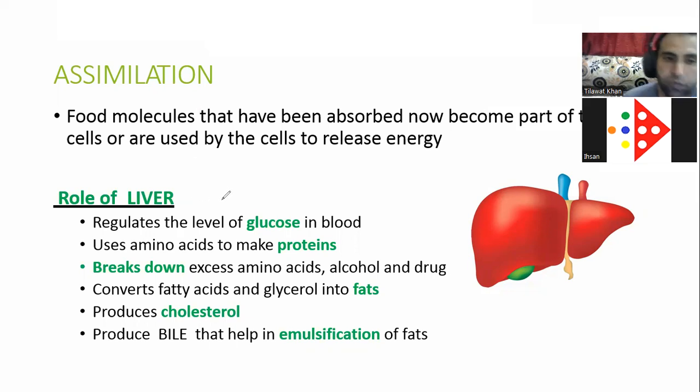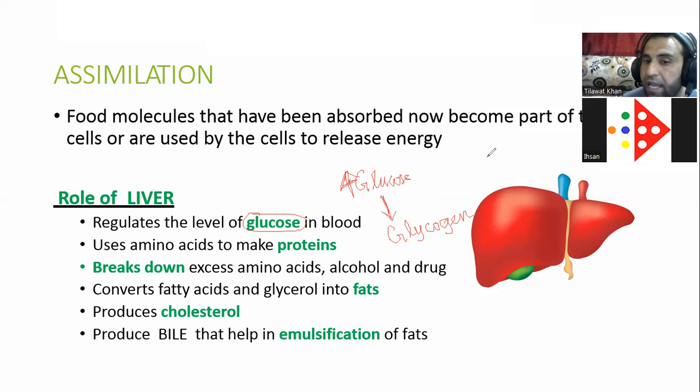Now, could you please tell me what is the role of the liver? What does the liver do in your body? It regulates the level of glucose in the blood. How does it regulate the level of glucose, please? Let's suppose, for example, the glucose level rises in your body, increased more than normal. So the liver will convert it into a store form. That store form is called what? Glycogen.